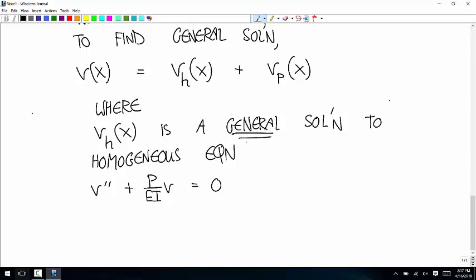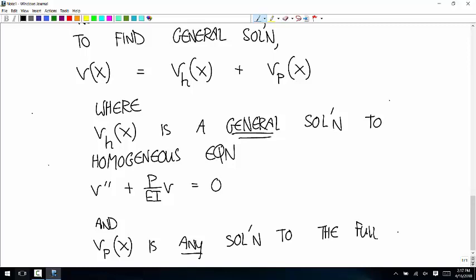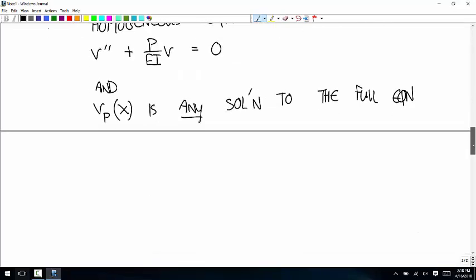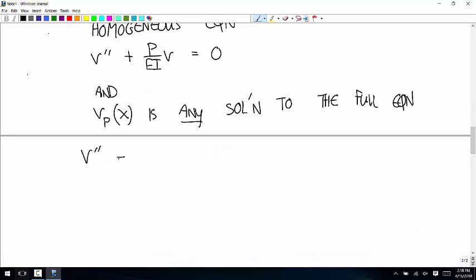And here we need to find the general solution. We need a representation of every possible solution of the homogeneous equation. But then the particular solution, we just need to find one. We don't have to come up with a general form. So that particular solution, V_p of x, is any single solution to the full equation. And that full equation is V double prime plus P over EI times V is equal to negative M_0 over EI.